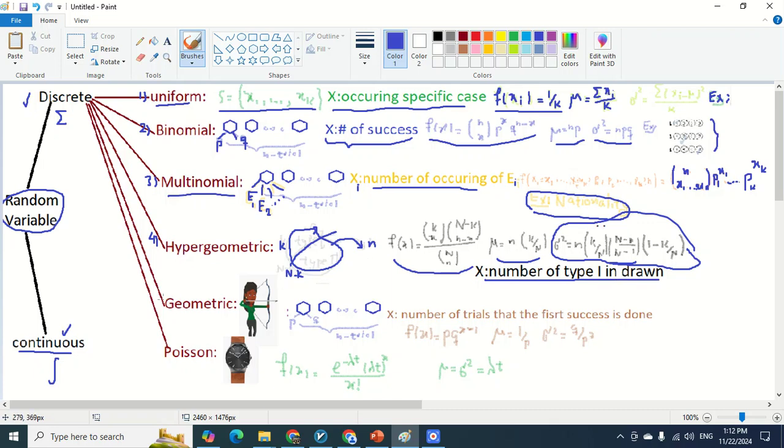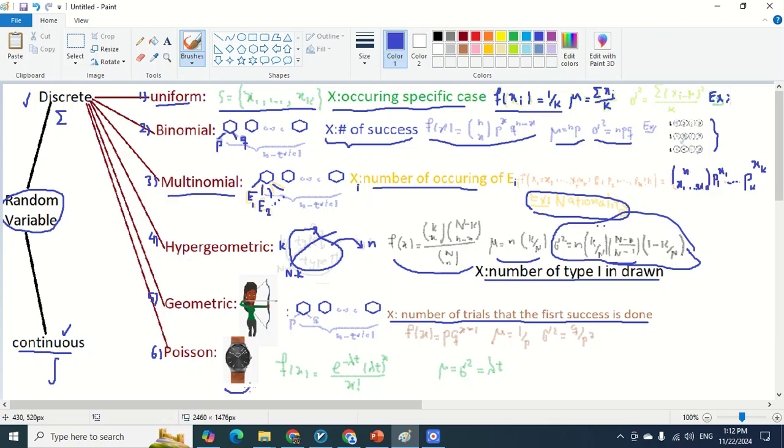Another type of distribution that we talked about was the geometric distribution, with trials where everything looks like a binomial, but the difference is the random variable, where X determines the number of trials, the location of the trial at which the first success is done.